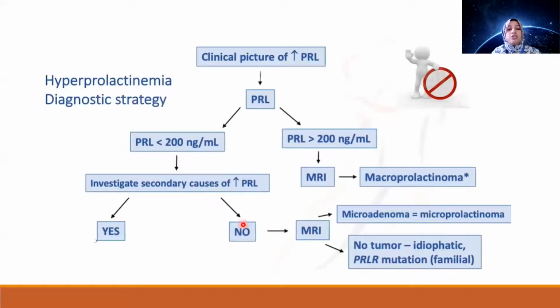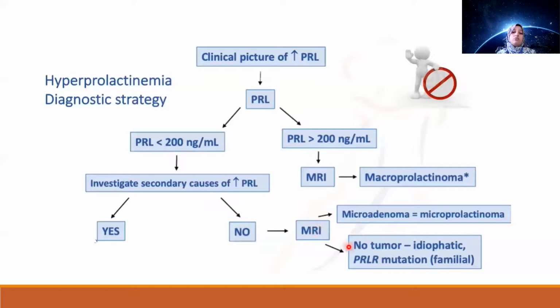This is a nutshell of how you diagnose a case of hyperprolactinemia and what the approach can be. If you see a clinical picture with hyperprolactinemia, with signs and symptoms present, you confirm the prolactin level. If the level is less than 200, investigate the secondary causes. If yes, then treat them. If no, then consider checking an MRI. In case no tumor is found on the MRI, then the 2 conditions are idiopathic and familial hyperprolactinemia.